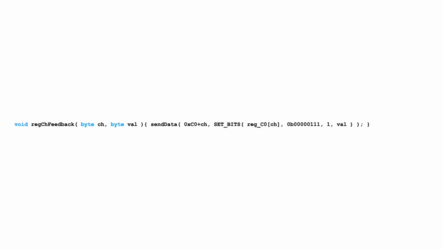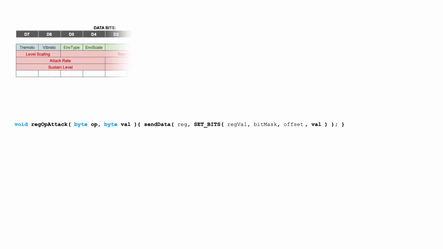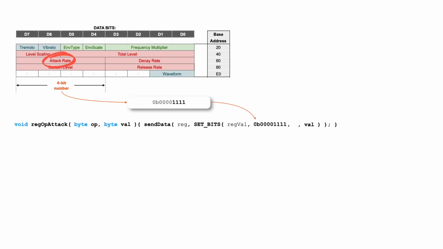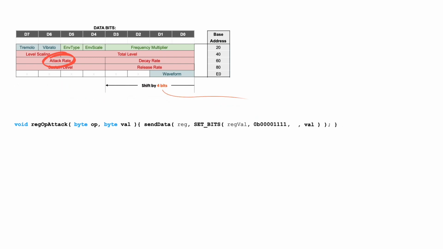Now for the most complicated of all of these functions. Let's modify an operator level property like attack. Just as before, we start with our register map. And here's attack at bits 4 through 7 on base address 60. So let's do the easy stuff first. It's a 4-bit wide value, so our bit mask is going to have 4 ones. And the right-hand bit is at bit 4, so our offset is going to be 4 as well.